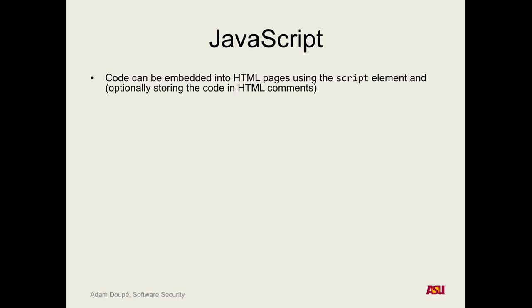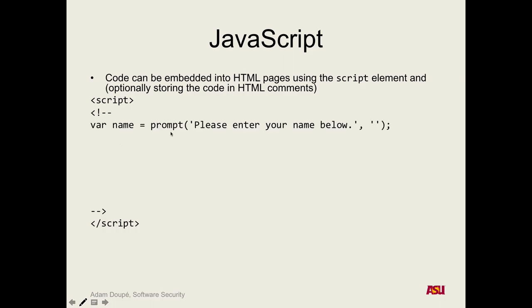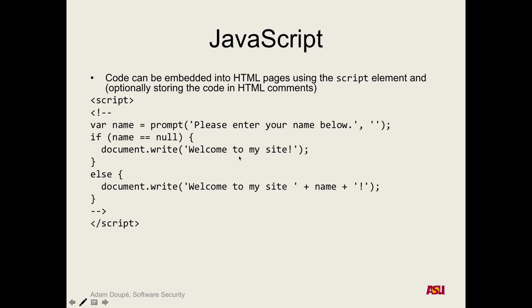So the idea is, if you want to use JavaScript on your web page, what you would do is embed it into your HTML using script tags, and that would delimit your JavaScript code. So you have a script tag. And then you have something here like variable name prompt, enter your name below, if name is null, document.write, welcome to my site. So, why do I need these HTML comments here?